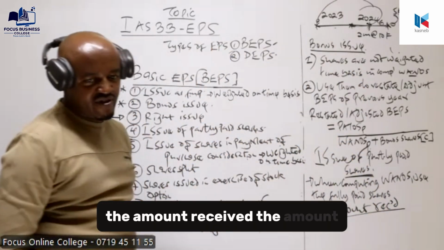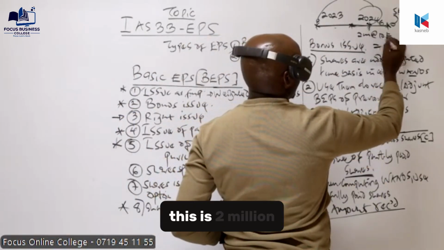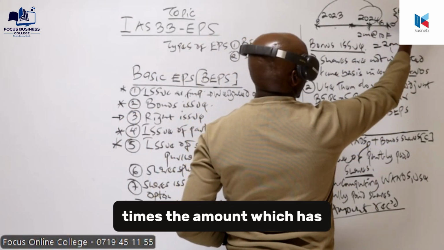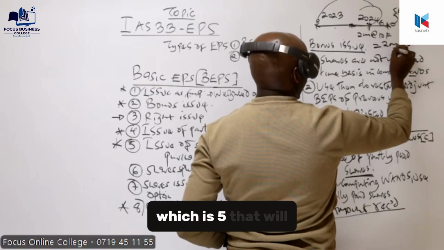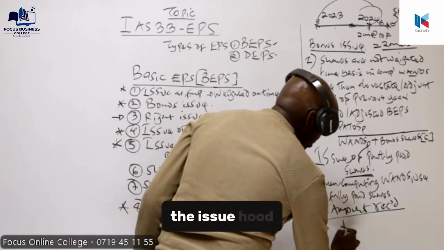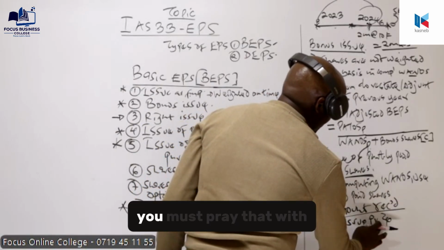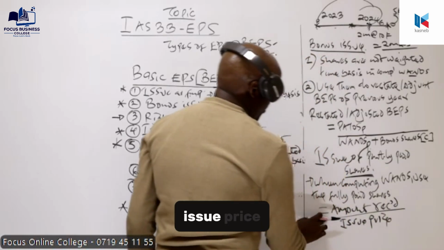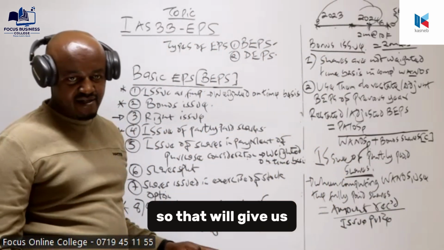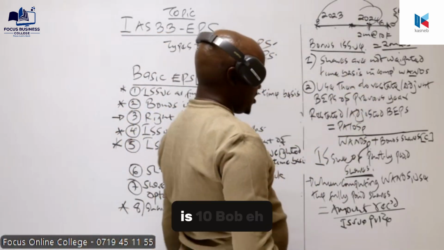The amount received, for example in this case, will be equal to the shares which were issued, 2 million, times the amount which has been paid per share, which is 5. That will give us the amount received. Then divide that by the issue price. You multiply that with the issue price. So that will give us the shares which are fully paid. The issue price is 10 bob.